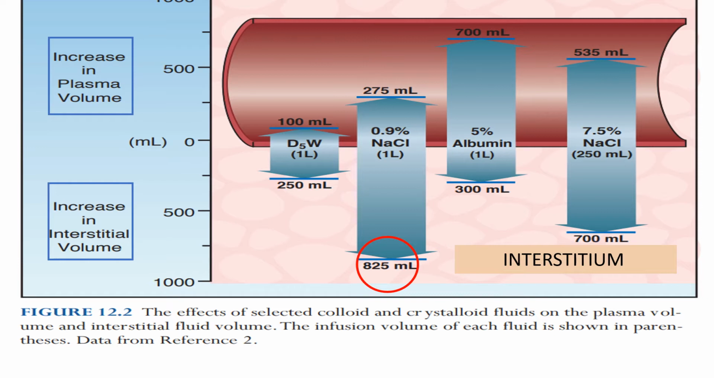Then albumin, again you can see more of albumin remains inside while some moves outside. So this is about distribution of different fluids, the two common fluids, saline and 5% dextrose, and similarly you can extrapolate the distribution across the different compartments to other kinds of fluid like DN/2, DN/4 and so on, DNS and so on and so forth.